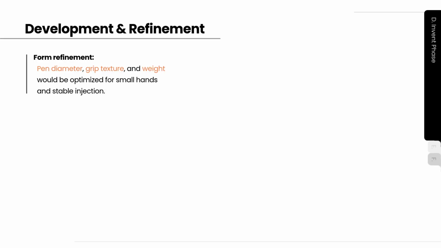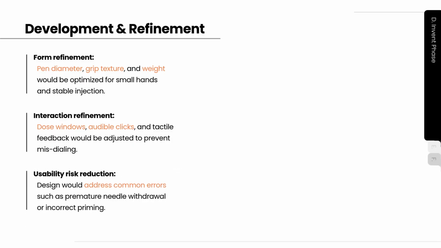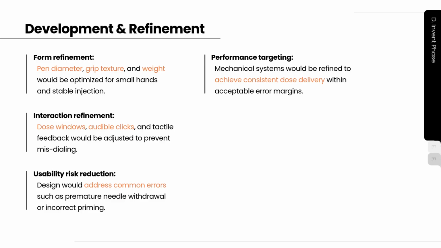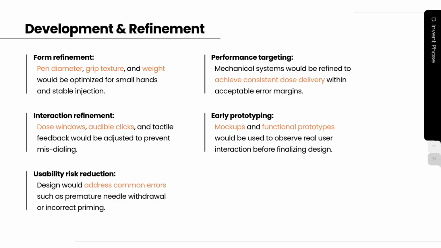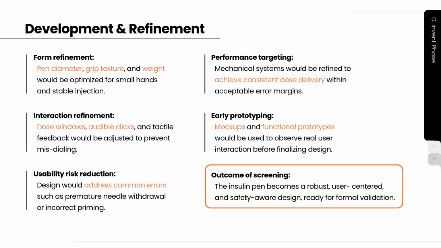At this stage, the insulin pen concept is refined in detail. Form and grip are optimized for small hands, while interaction elements like dose windows and clicks reduce misdialing. Performance targets ensure consistent dose delivery, and early prototypes help identify usability risks. As a result, the pen evolves into a robust, user-centered design ready for formal validation.